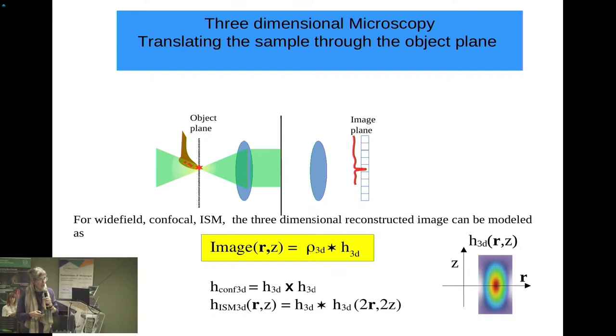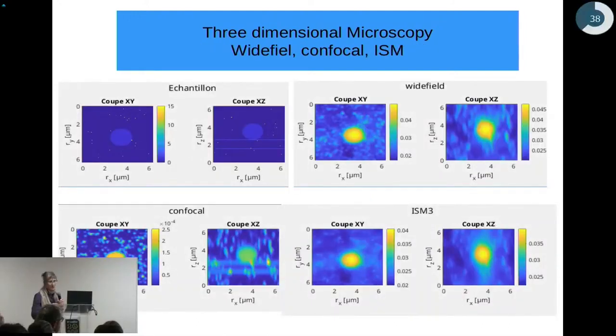OK? And for the wide field imaging, the three-dimensional point spread function has basically this shape here. For the ideal confocal, it is the square of the wide field three-dimensional point spread function. And for the ISM, it's a particular ISM that I have derived here. It is the convolution of the wide field three-dimensional point spread function that has been shrunk by a factor of 2.